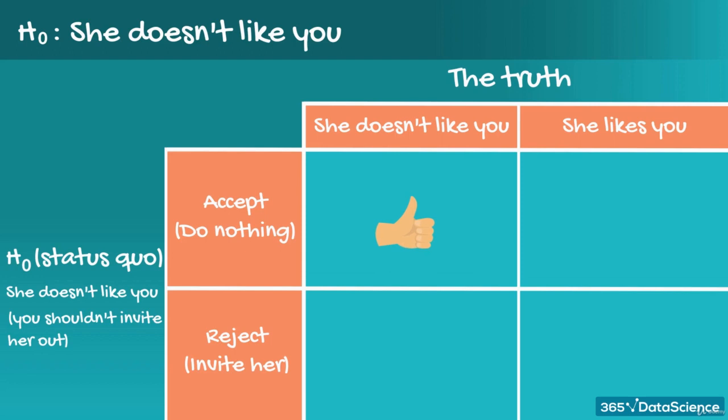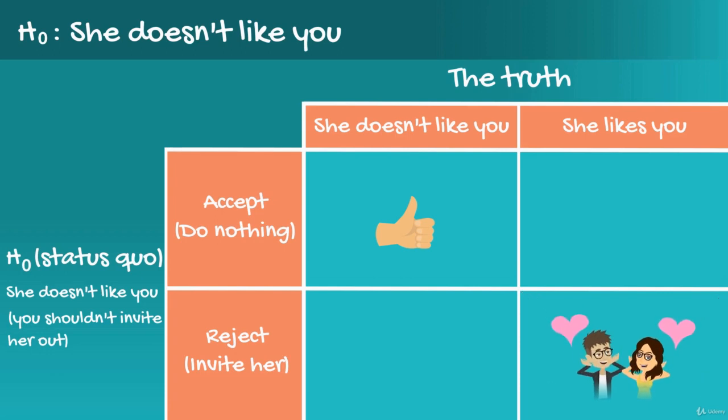Now, another possible situation is the following. The null is not true, so she actually likes you. Your statistical test tells you to reject the null and you go and invite her out. Obviously, that's favorable for everybody, so it's all rainbows and butterflies. That's all clear, I believe.